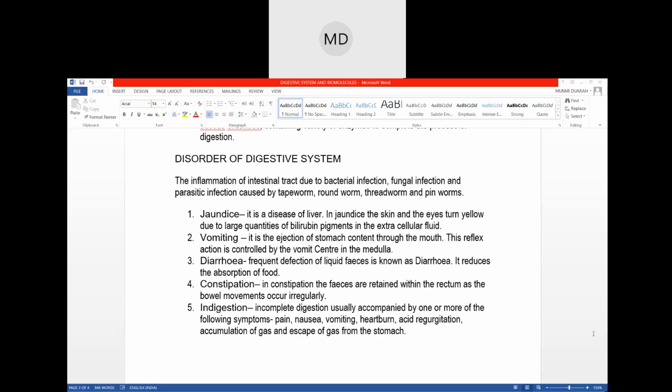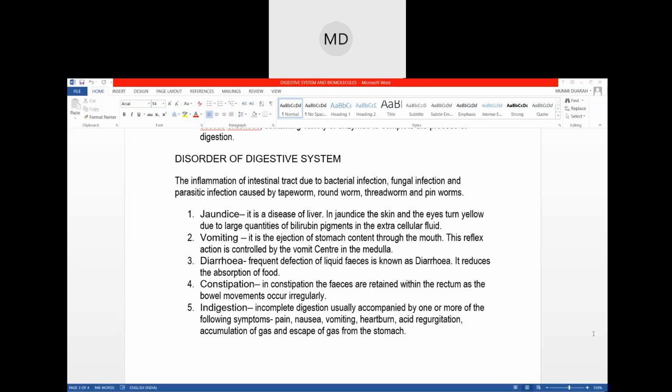And then there is diarrhea. Diarrhea, I have already told, might occur because of some infections and several other conditions. You are familiar with diarrhea too. It is when your feces becomes completely liquid, and you need to go to the bathroom very frequently. That is diarrhea.